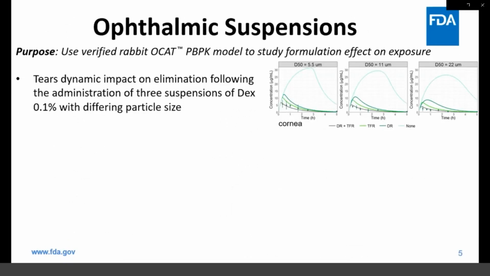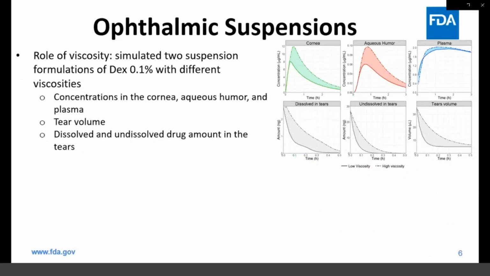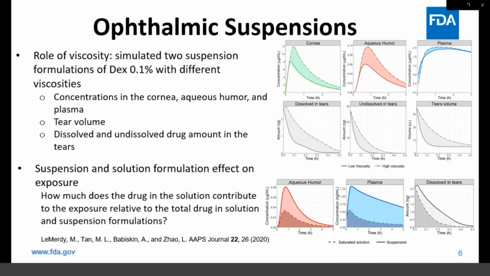First, let's take a look at the ophthalmic suspensions. One internal project was the application of our previously developed and verified ocular suspension PBPK model to study formulation effect on exposure, with a focus on the shear dynamics impact on elimination with three different particle size distributions. Nonlinearity of PK with three different strengths. We also studied the effect of viscosity on the dexamethasone distributions in ocular tissues and the plasma. Suspension and solution formulation effect on exposure.